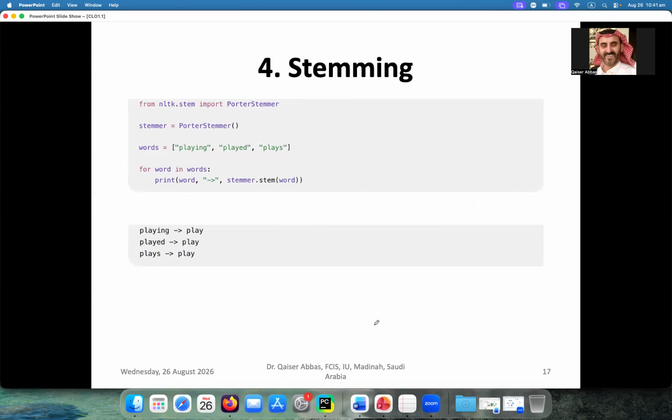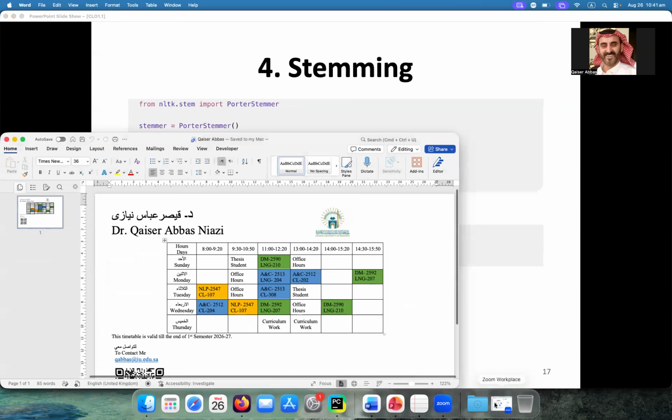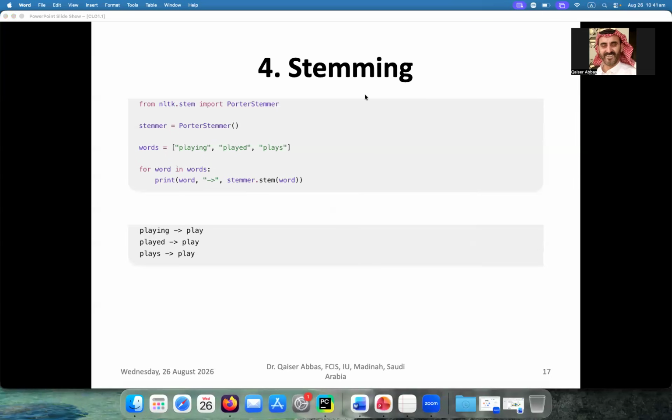Stemming. Stem means something root. It can have a meaning or it cannot have a meaning. So nltk.stem, and then import. We are importing PorterStemmer. PorterStemmer is available there, which can do this task for us.